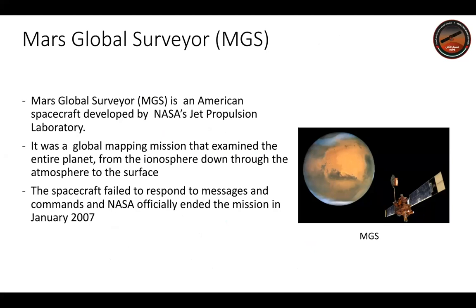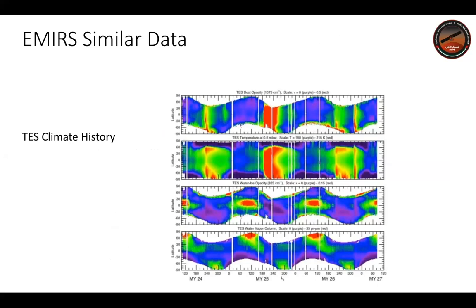The Thermal Emission Spectrometer was on board the Mars Global Surveyor. It's the US mission developed by NASA to study the atmosphere of Mars, and this mission ended in 2007. So this figure shows the data from Mars year 24 to 27, and it shows the variability of the physical parameters of the thermal emission spectrometer, which are dust, water ice, and water vapor.